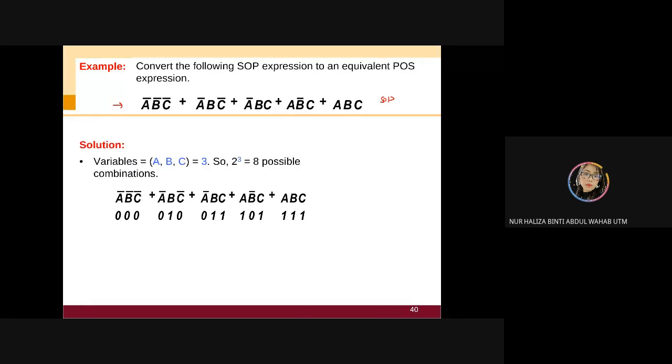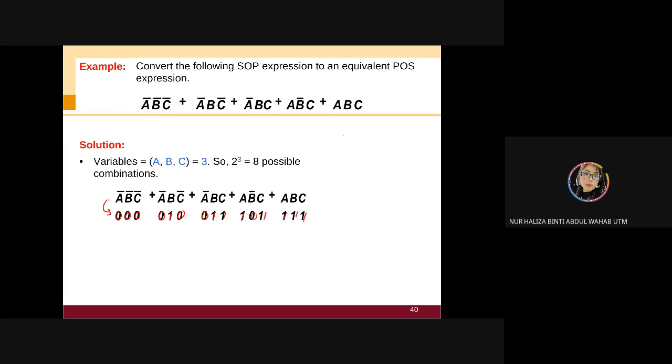So step by step solution. You can see what variables you have. You have variables A, B, and C. All together, 3 variables. So, of course, you're going to have 8 possibilities for combination. This one is your truth table. And what is the value for your SOP? You're going to have 0, 0, 0, 0, 1, 0, 0, 1, 1, 1, 0, 1, 1, 1, 1.